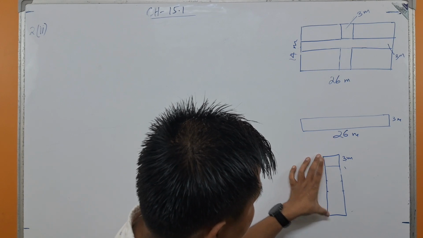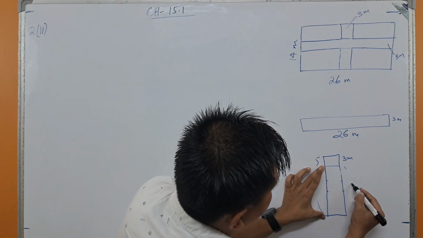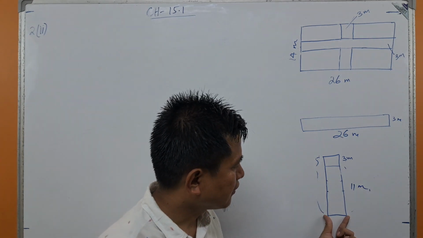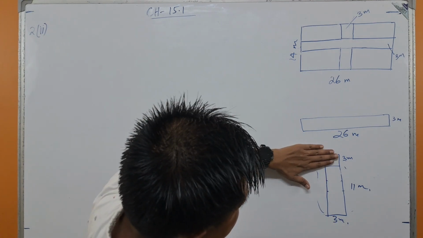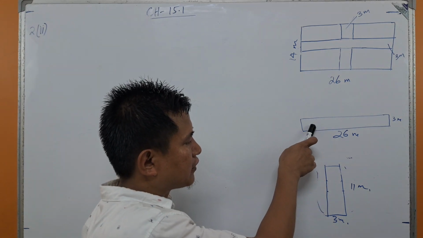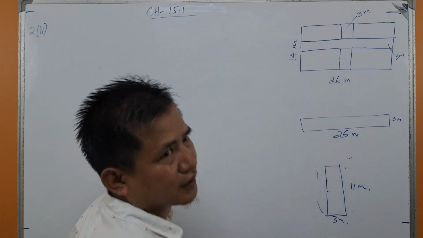Total is 14 and this is 3 meter. When we subtract 3 meter, this will become 11 meter. This is 11 meter, and the width of this rectangle is 3 meter. Okay, so we erase this. Now when we add the area of this rectangle plus the area of this rectangle, we get the area of the colored part, isn't it?